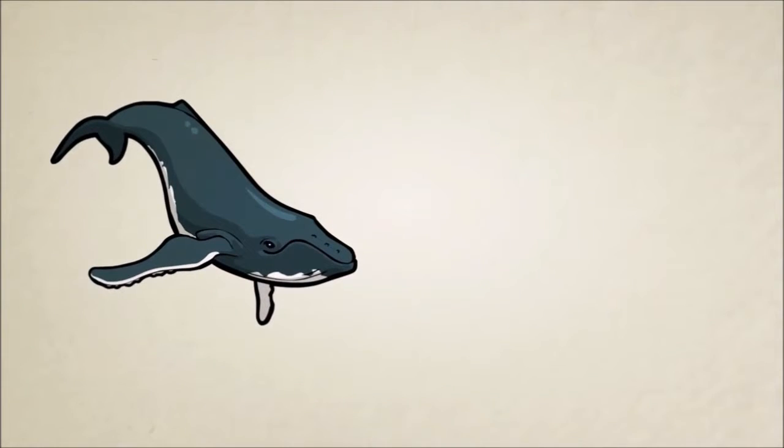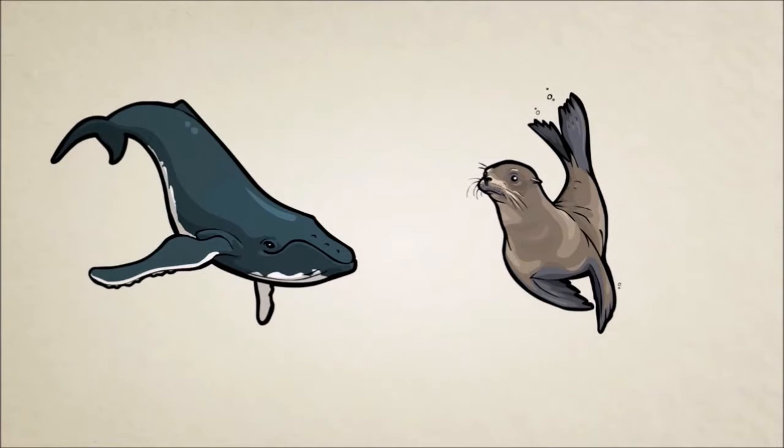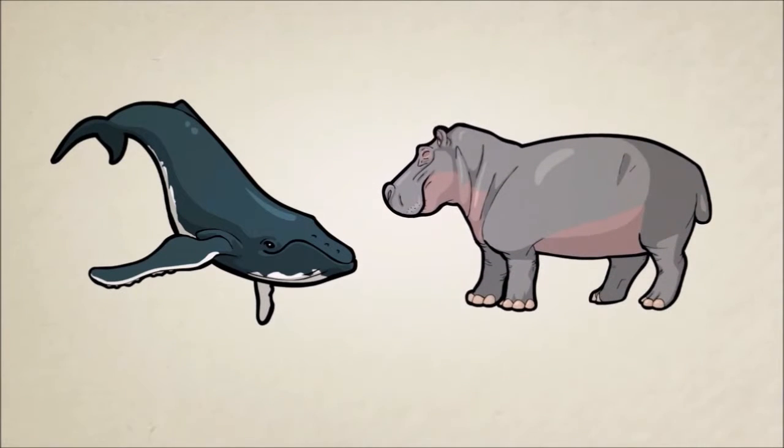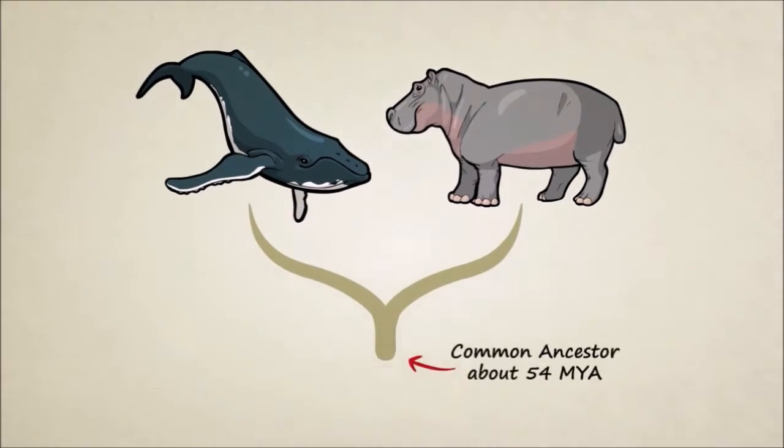Whale DNA has been compared to all kinds of other animals, fish, sea lions, you name it, and so far, the closest genetic match is to the pudgy, water-loving hippopotamus. This does not mean that whales evolved from hippos, but if this genetic finding is correct, whales and hippos both evolved from a common ancestor that lived roughly 54 million years ago.